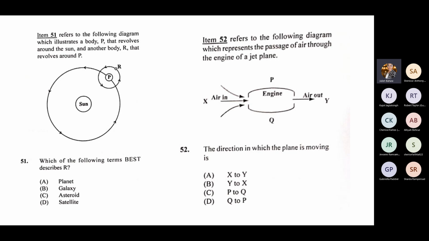51, Giovanni. D. Satellites. Satellites will orbit a planet. A planet orbits the sun. Very good. And this one, the direction in which the plane is moving, always remember, is Y to X. Some people go and put X to Y because they're seeing air in and air out. Once the air moves in and the air is out, it is going forward. So it moves from Y to X. All right.